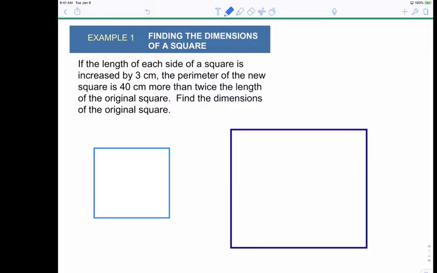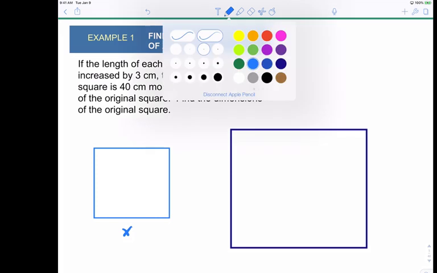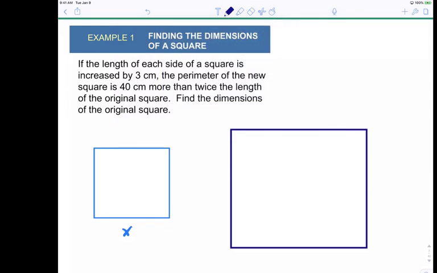Yeah, so we're going to let this be x, right? So now, when we go from the original square to the new square, how can we describe the side? X plus 3, right? So let's do that in, I think it was this one. We're going to say x plus 3.